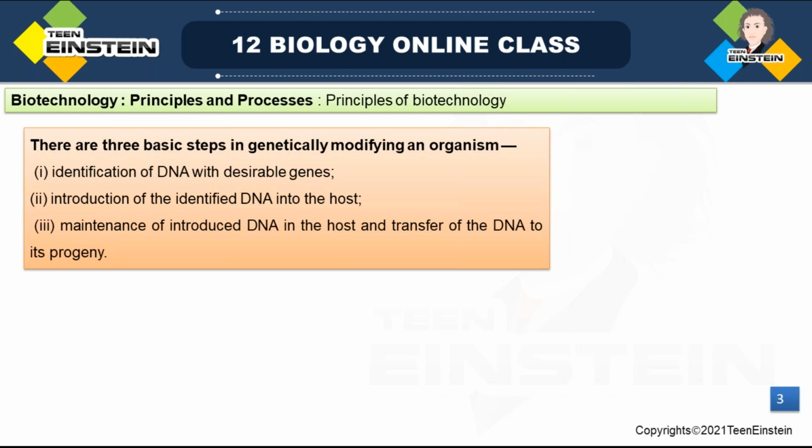Which gene is the desirable one, which character we want to improve or modify, that gene we need to find out. That desired gene, on which DNA it is present, we need to identify first. Clear? So the first step is the identification of DNA with the desirable gene. Whichever gene you want, you need to find that DNA and the position of that gene. So that is the first step.